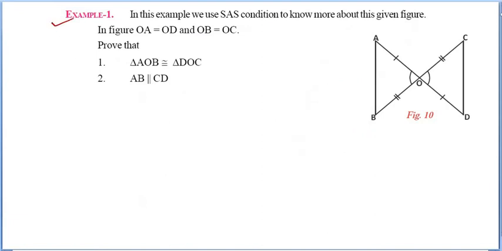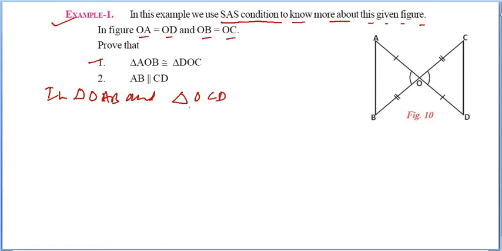Now come to Example 1. In this example, use the SAS condition on the given figure. OA is equal to OD and OB is equal to OC. Prove that the triangles are congruent. You can see here in triangle OAB and triangle OCD, OA is equal to OD. So you have to write OA is equal to OD. It is given here.